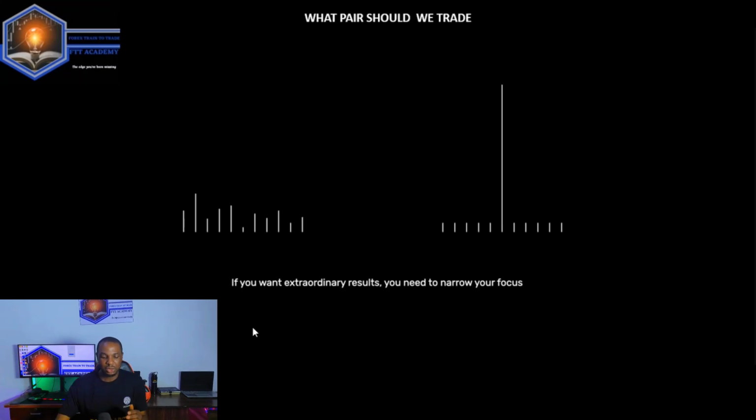If you want extraordinary results in trading, you need to narrow your focus. You don't need to focus on so many things. When I say 28 currency pairs, don't say, I'm going to make a lot of money because I have an opportunity to trade a lot of assets. No, that is not how it works. You have to narrow your focus.